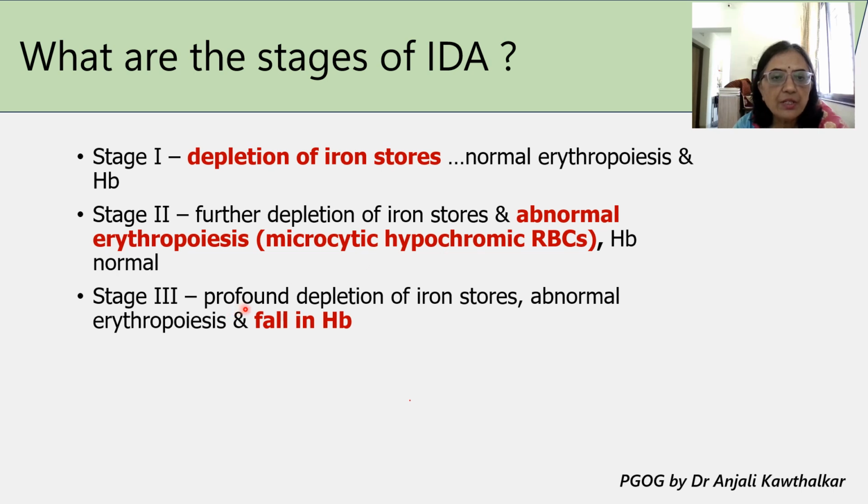Stage 3, or the last stage, is when there is a fall in hemoglobin. So whenever we get a patient who has a fall in hemoglobin and we diagnose iron deficiency anemia, remember it is the last stage of iron deficiency. It is stage 3, where the stores are almost completely depleted, abnormal erythropoiesis is already there, and then the third is the fall in hemoglobin. So whenever we see a patient of iron deficiency anemia with a hemoglobin lower than the cutoff, remember that stores are already depleted, abnormal erythropoiesis has already started, and it is stage 3 of iron deficiency anemia.